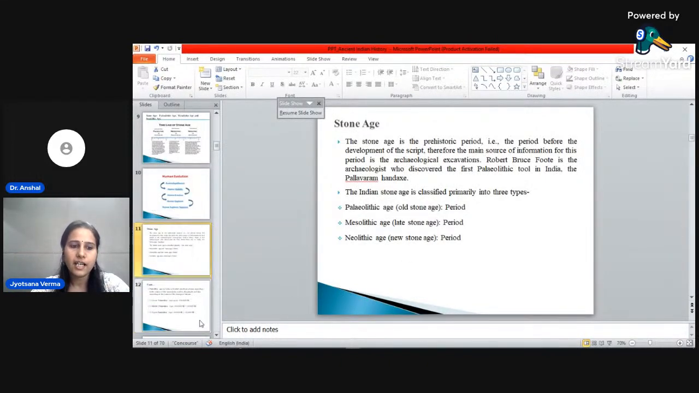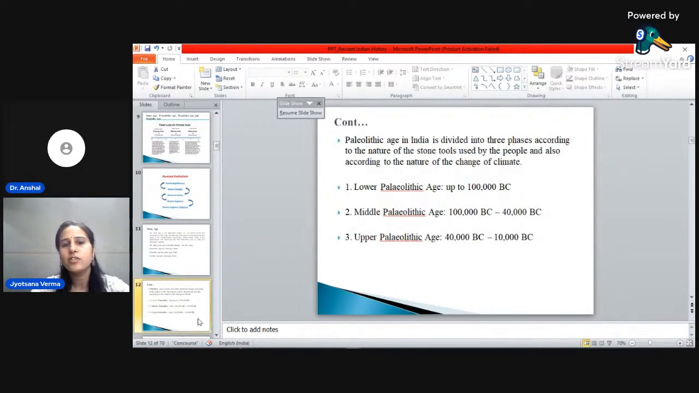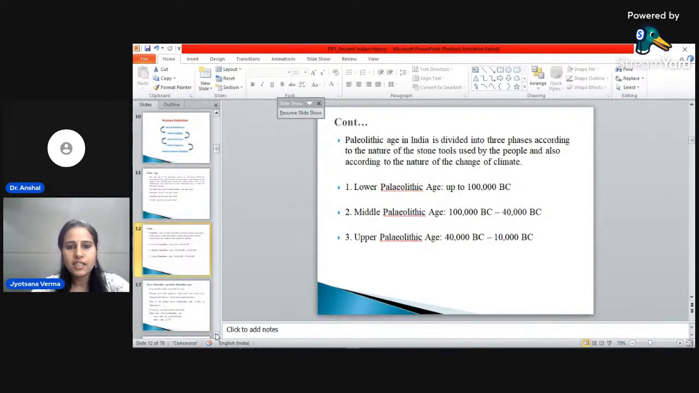And the Paleolithic age is again divided into three categories based on the stone tools used by the people and according to the nature of the change of climate, because these are the two important categories of ancient India. Firstly, the climate change, and second, what kind of tools ancient people used. So first is Lower Paleolithic, Middle Paleolithic, and Upper Paleolithic. Because the Paleolithic time period was very vast, for better understanding historians divided it into three categories.